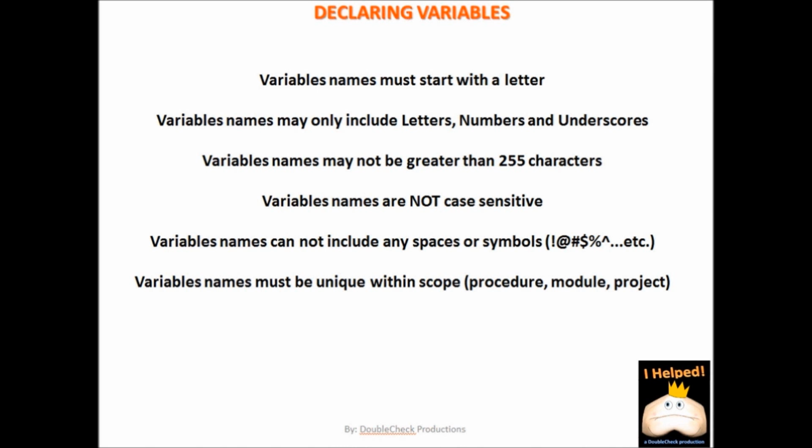And like naming a procedure, variables also have certain rules they must follow. For instance, the name must start with a letter. That name may only include letters, numbers, and underscores. The name can't be greater than 255 characters. The name is not case sensitive, and names cannot include any spaces or symbols. Also, the name has to be unique within a scope. So that means you can only have a variable by one name within a procedure or module or project, depending on the scope of that variable.